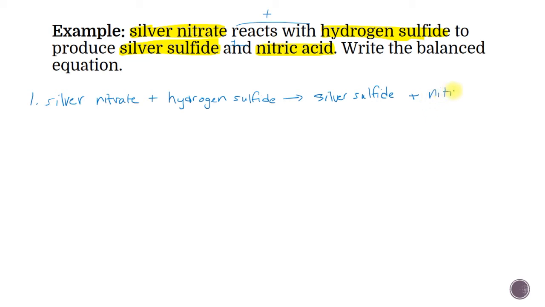And then it says nitric acid. So we're going to write that down. Okay, so that's the first step. We just take the words and we write them down. In the second step, we're going to interpret these words and balance the charge. All right, so silver, if we don't know what silver is, we look in the back of the book and it says Ag.